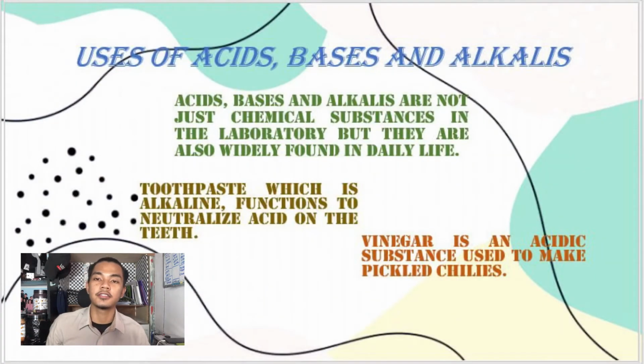Next is the uses of acids, bases and alkalis. Acids, bases and alkalis are not just chemical substances in the laboratory, but they are also widely found in daily life. For example, toothpaste, which is alkaline, functions to neutralize acid on the teeth. And then we have vinegar, an acidic substance used to make pickled chilies.